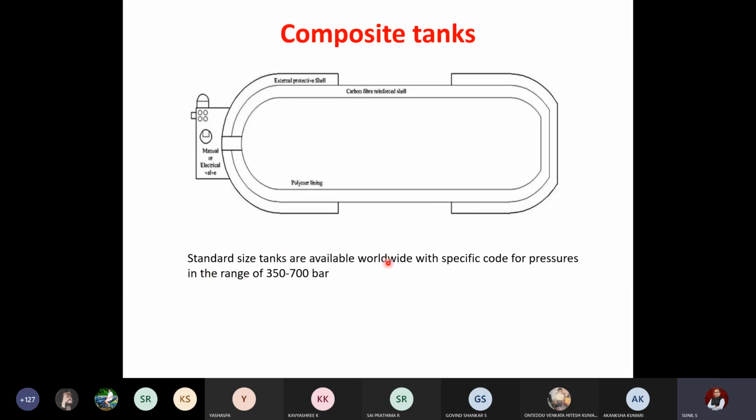These standard size tanks are available worldwide with specific codes for pressure. It has to withstand a pressure of 350 to 700 bar. So this is the first method of storage. For any sort of energy we plan, the first question is how do we store it? From the electrolyzer, when the hydrogen comes out, you cannot directly connect it to an engine, correct? You have to store it, transport it to the site where it is used, and only then use it. So this is the first method of storage.